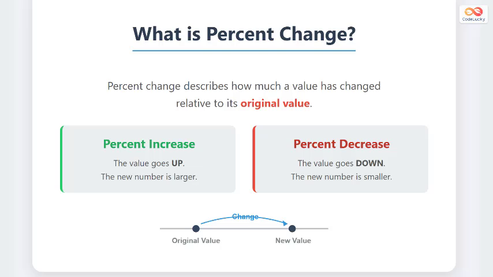First, let's define what we mean by percent change. It simply describes how much a number has changed compared to where it started. We have two main types. Percent increase happens when the value goes up, meaning the new number is bigger. Percent decrease happens when the value goes down, meaning the new number is smaller.